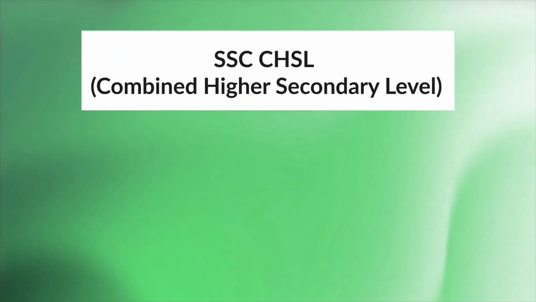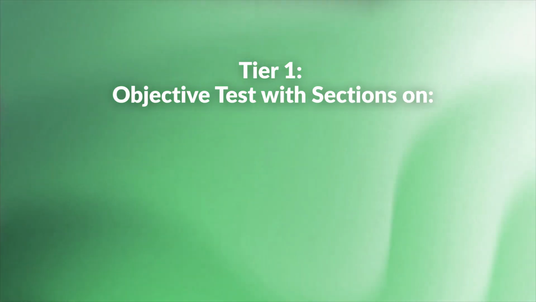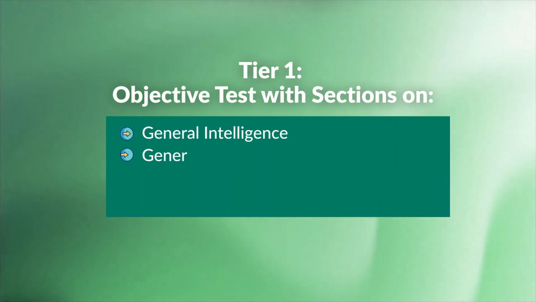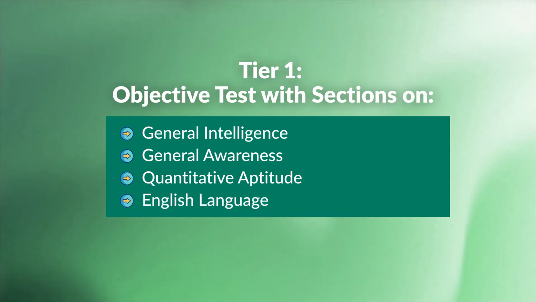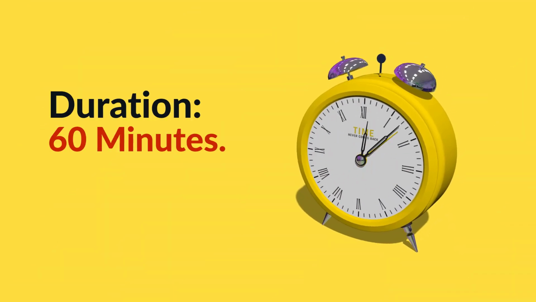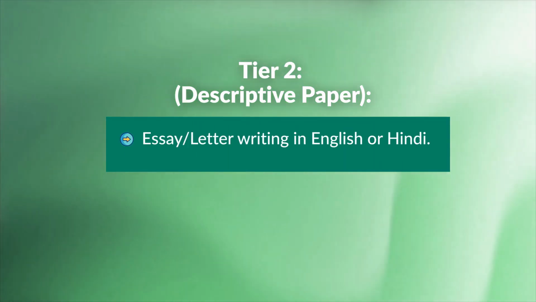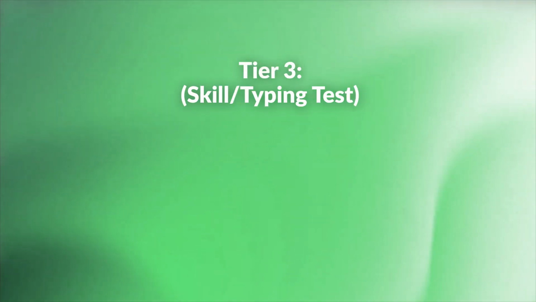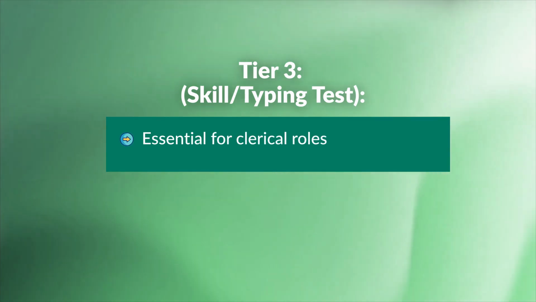Number 2. SSC CHSL exam, which is conducted in 3 stages. Tier 1 is the objective test with sections on general intelligence, general awareness, quantitative aptitude, and English language. You will have 60 minutes for this test. Tier 2 will have a descriptive paper, which includes essay, letter writing in English or Hindi. Tier 3 will test your typing skills, essential for clerical roles.